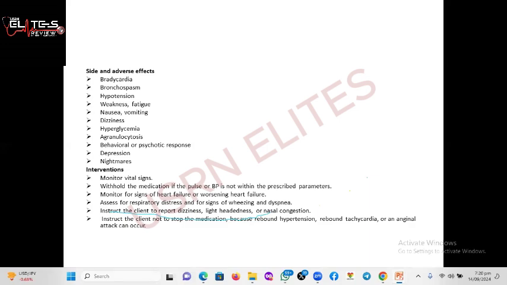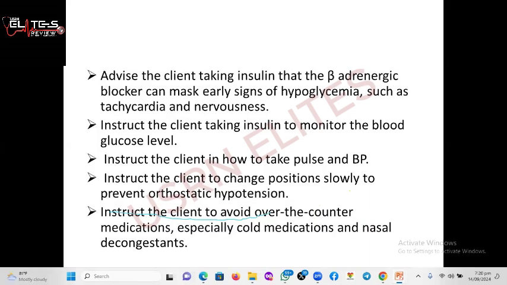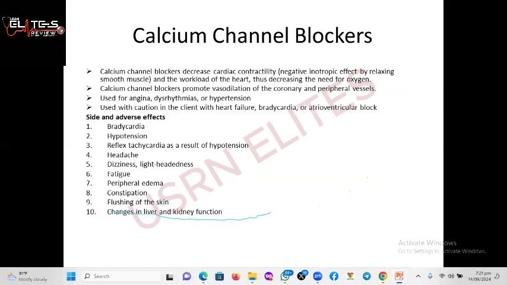You need to know which ones are cardiac selective and which ones are not cardiac selective, so that you can give them appropriately. Then advise the client taking insulin that the beta blocker can mimic signs of hypoglycemia. So they should be very careful on that. They need to monitor their glucose levels as well. BP needs to be monitored. Hypotension, over-the-counter medications, all need to be avoided.